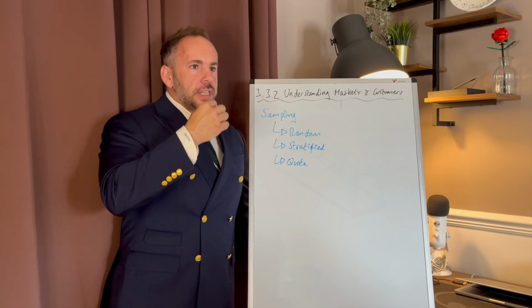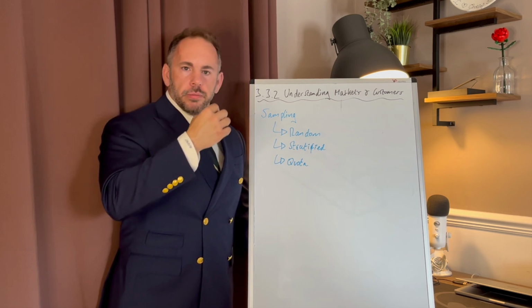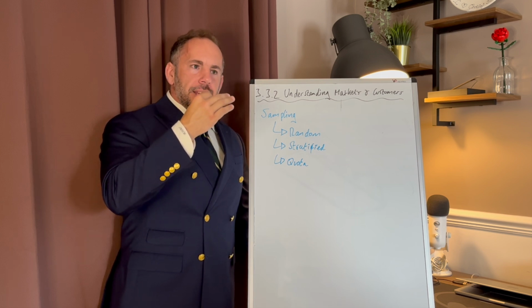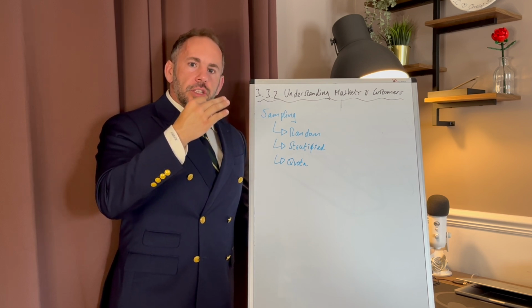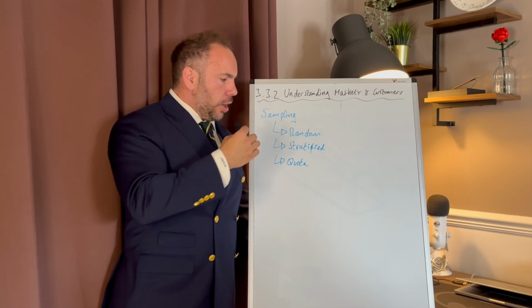So you could say, right, well, 0 to 10-year-olds are not our market, so we're not going to ask them. But we are going to ask, say, 11 to 21-year-olds, and so on and so forth. So that's stratified. You break the population down into subsectors and ask the same amount of people from each subsector.